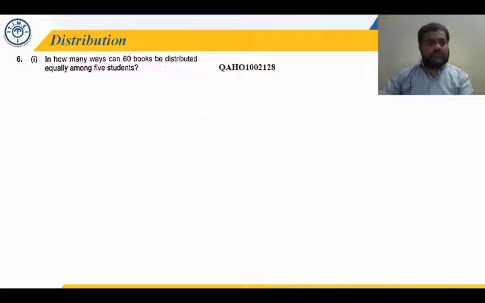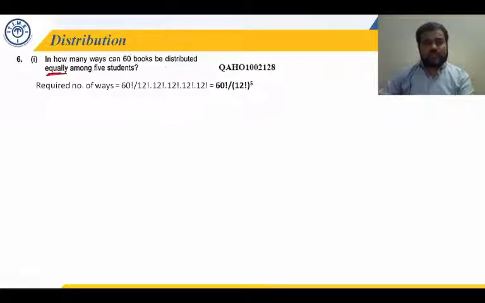So let's look at a question. Question number 6, first part, handout number 2128. So it says, in how many ways can 60 books be distributed among 5 students? So 60 books be distributed equally among 5 students. So each student should get 12 books. So 60 factorial divided by 12 factorial into 12 factorial into 12 factorial into 12 factorial into 12 factorial.